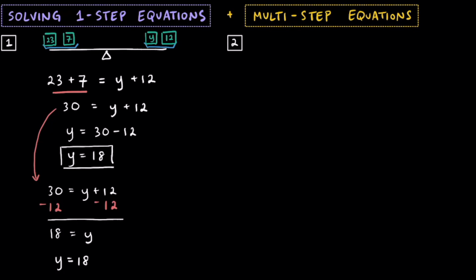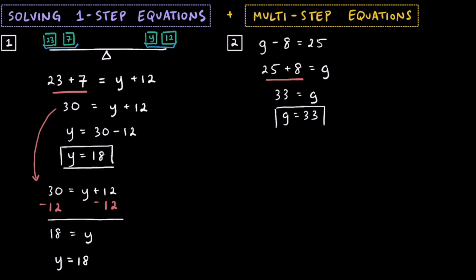For number 2, let's try solving this equation where we have g minus 8 is equal to 25. One way we can do this is if we know that g take away 8 is equal to 25, then we should be able to rearrange this equation and say 25 plus 8 is going to be equal to g. And 25 plus 8 is equal to 33, so we can say 33 is equal to g, or turn it around and say that g is equal to 33. There's our answer.